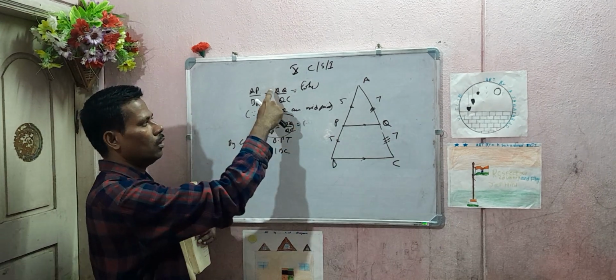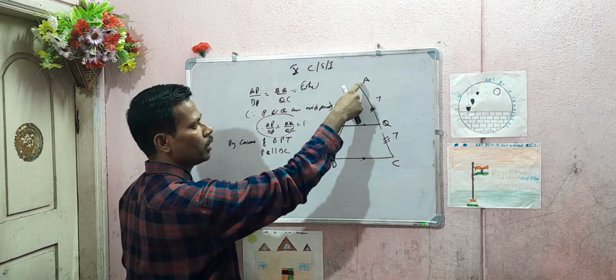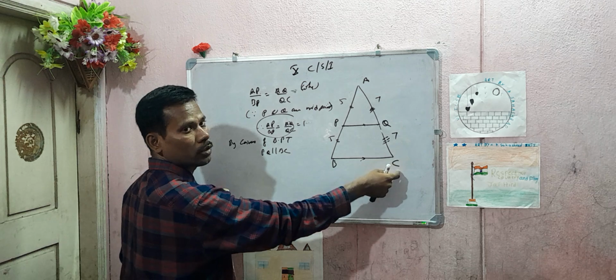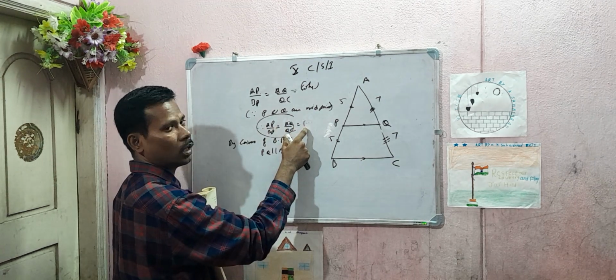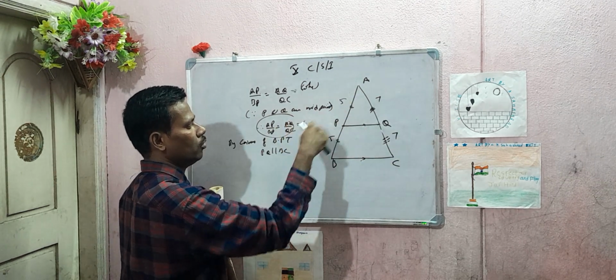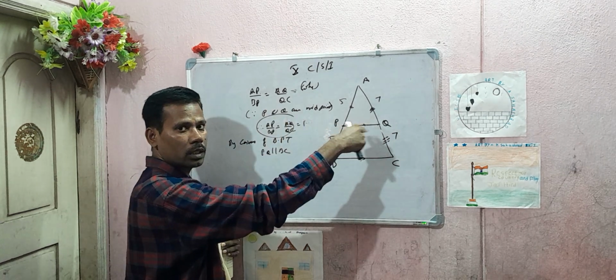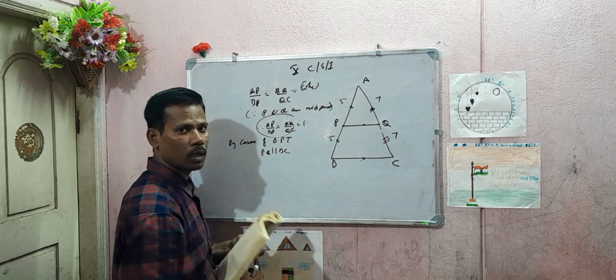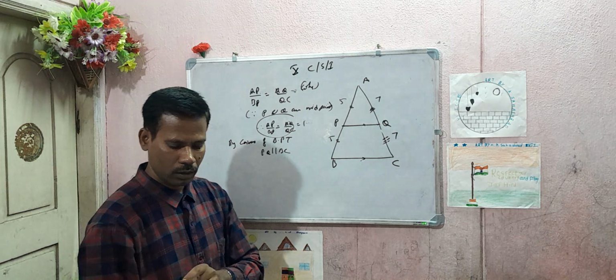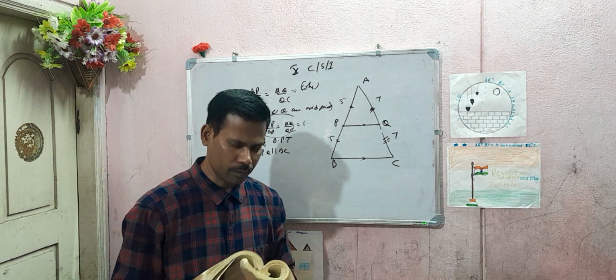Once again, already given P is the midpoint, Q is the midpoint. That means AP by BP is equal to AQ by QC. But this is nothing but 1. Why? Because P and Q are the midpoints. By the converse of basic proportionality, they are dividing in the same ratio. That means that line is parallel to that side. Next one.